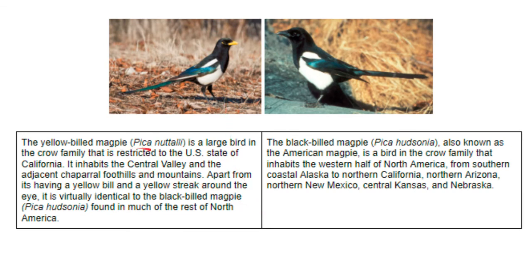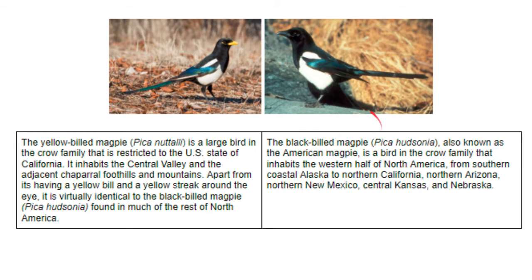So the yellow-billed magpie is a large bird in the crow family that is restricted to the U.S. state of California. It's in the Central Valley and adjacent chaparral foothills and mountains. Apart from its having a yellow bill and yellow streak around its eye, it's virtually identical to the black-billed magpie found in much of the rest of North America.